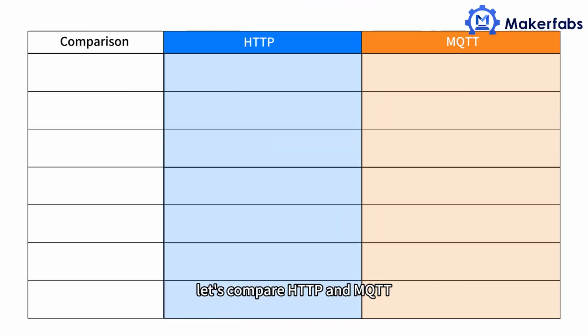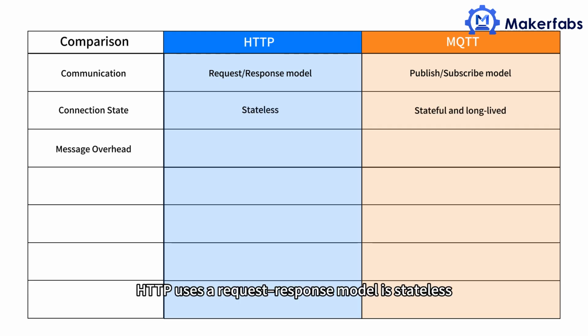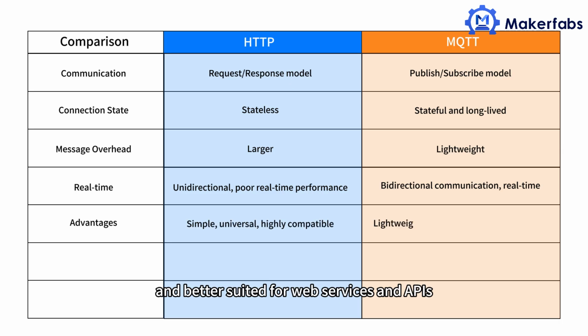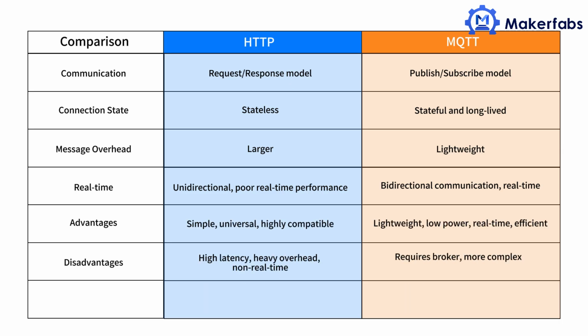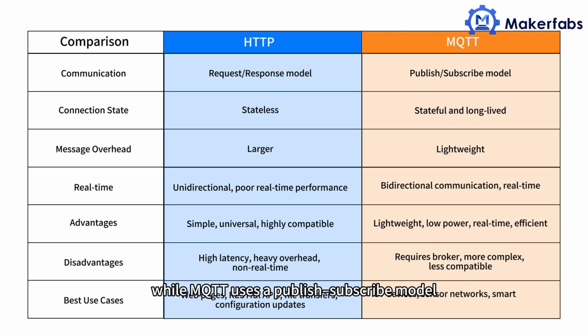Finally, let's compare HTTP and MQTT. HTTP uses a request-response model, is stateless, and is better suited for REST servers and APIs. While MQTT uses a publish-subscribe model, keeps persistent connections, and excels in real-time, low-power IoT communications.